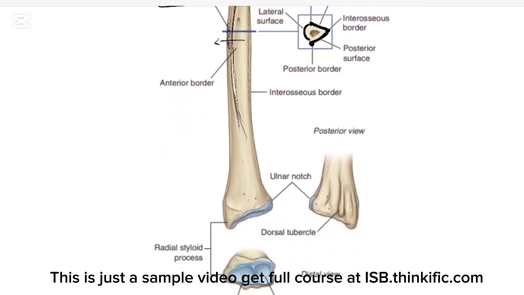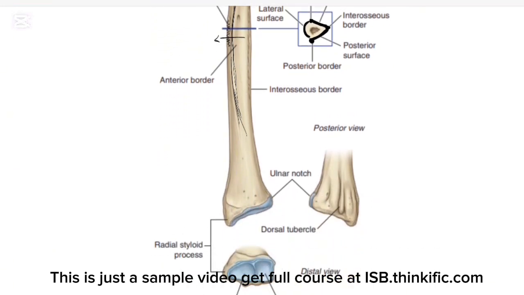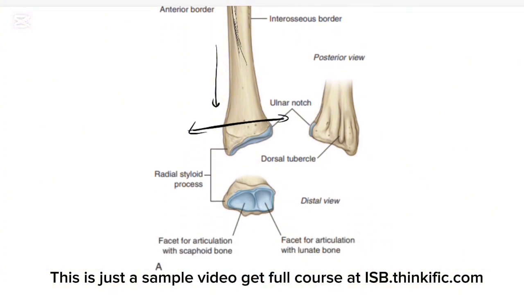The distal end of the radius is a little bit interesting. It becomes flattened. At first it's somewhat triangular, but at the distal end it becomes more broad and flat. So as you can see here, if you view it as a distal view, it is flattened anteroposteriorly and it is becoming more broad.